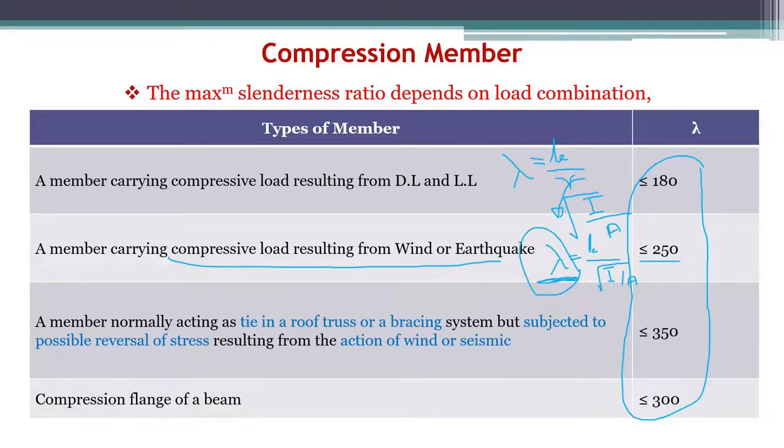250. A member normally acting as a tie, a tension member in a roof truss, or a bracing, tension bracing, but subjected to possible reversal of stress resulting from action of wind or seismic, then its slenderness ratio should not exceed 350. Compression flange of a beam, the slenderness ratio should not exceed 300.